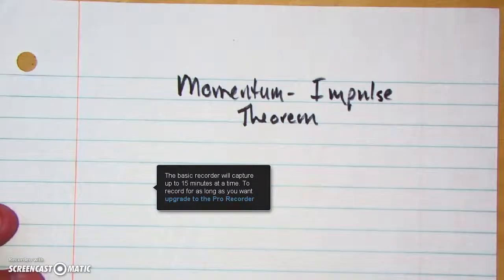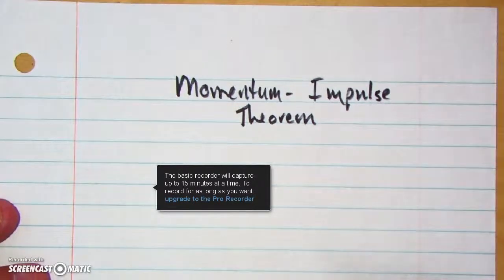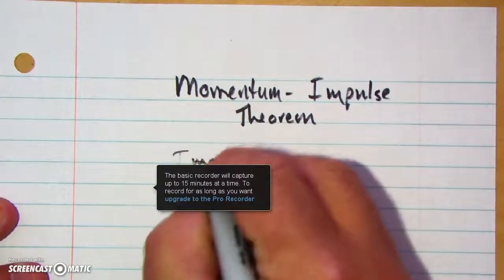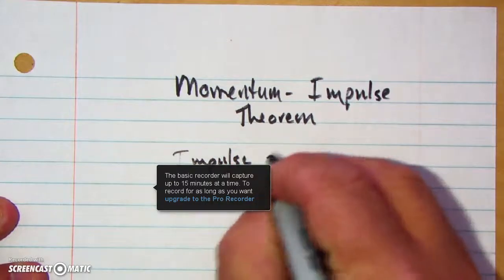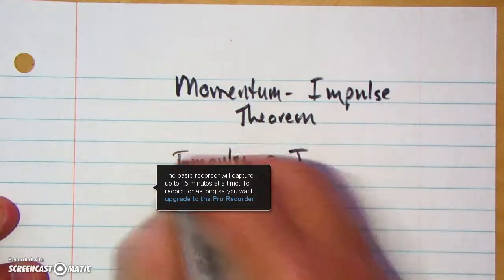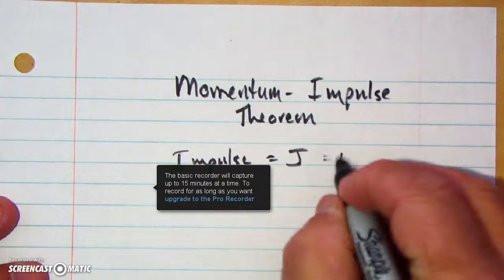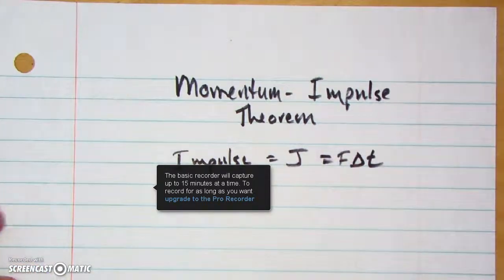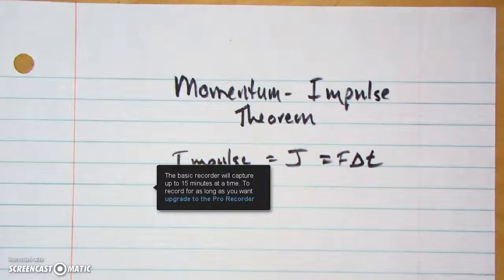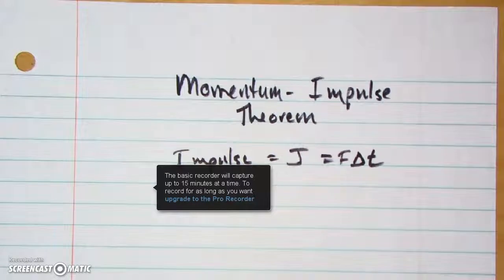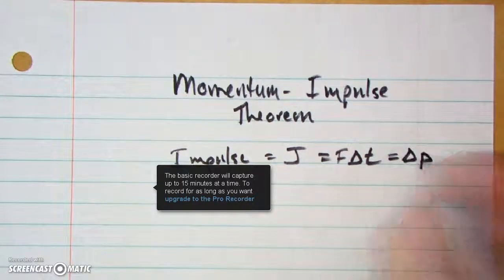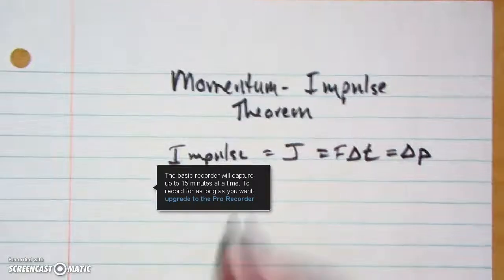Momentum and impulse. A couple ways to derive this. First of all, impulse is actually the letter J, and it's equal to force times time. Force times delta t, but we don't oftentimes write delta with time, but realize anytime we're talking about time, there's a change in time. And it turns out that's equal to the change in momentum. Let me show you where that comes from.